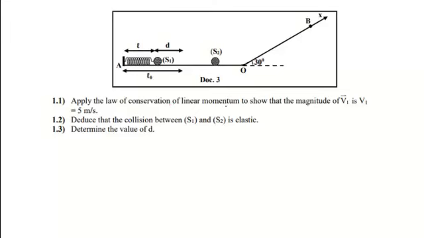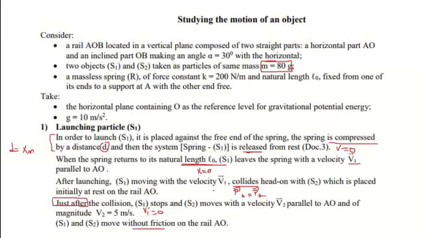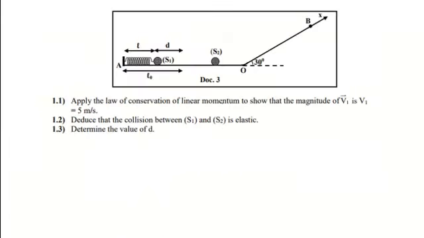apply the law of conservation of linear momentum to show that the magnitude of V1 is equal to 5 meters per second. So V1 is the speed of S1 just when it collides with S2. This means it's before the collision. So here we have to find V1, which is before the collision. And it says applying the law of conservation of linear momentum.